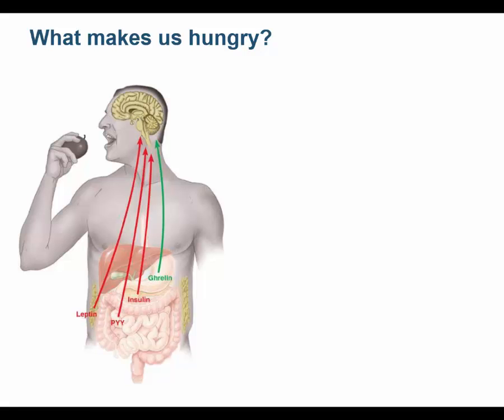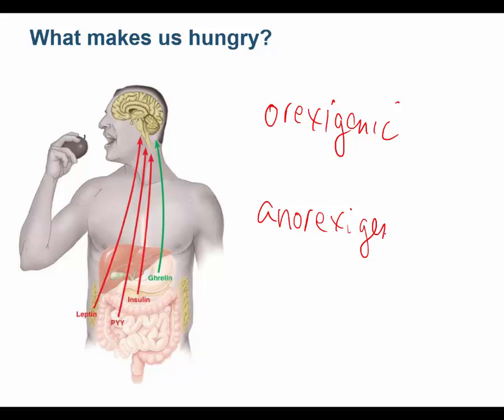All right, so what makes us hungry? Well, we have hormones that are orexigenic. That means they make you hungry. And we have hormones that are anorexigenic, and that means it alleviates your hunger. It hits the satiety center and says you're not hungry anymore. You're satiated. So what are my orexigenic hormones?